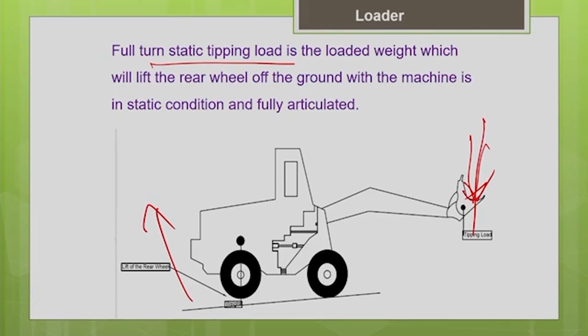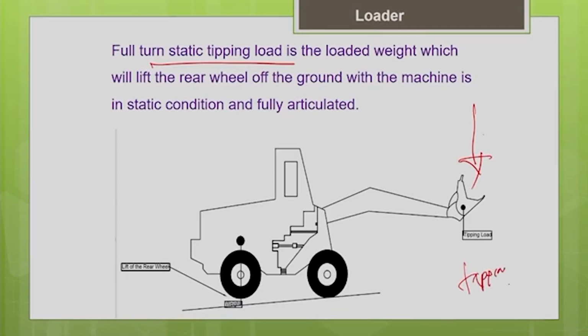So, basically what they do is they carry out the test by putting material into this bucket. They look for that particular point of time at which the rear wheel will be lifted off the ground. That particular load is called the tipping load. So, how much load we need to add into the bucket which will cause the lifting of the rear wheel off the ground, that is called the tipping load.